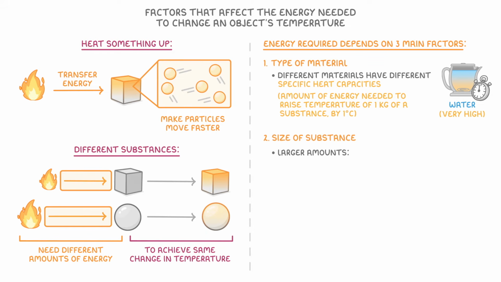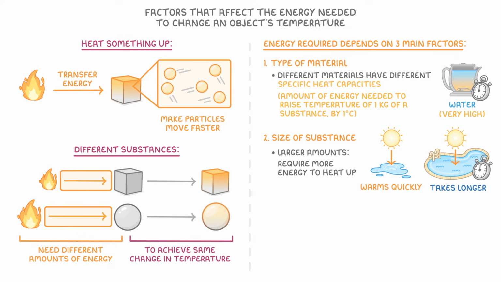Larger amounts of the same substance require more energy to heat up than smaller amounts. This is why a small puddle warms up quickly in the sun, but a swimming pool takes longer.